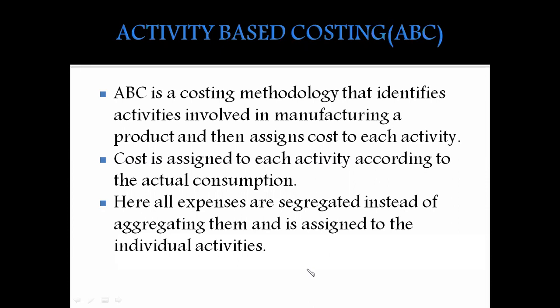On the other hand, product B is not at all complicated. It requires very little attention, no special activity, no special testing, nothing like that. So product A uses complicated techniques, product B uses simple techniques. Now, if the company is using traditional costing methods, they will allocate the total manufacturing cost to both product A and product B.